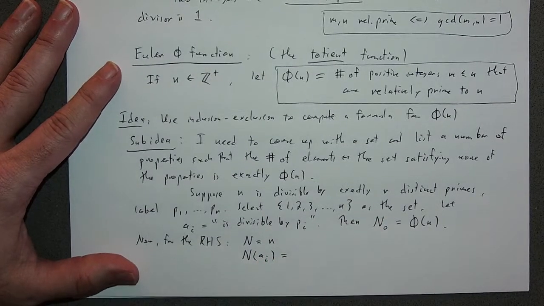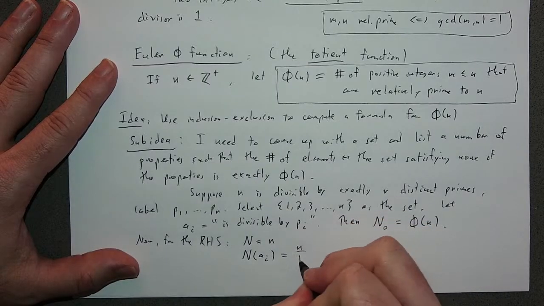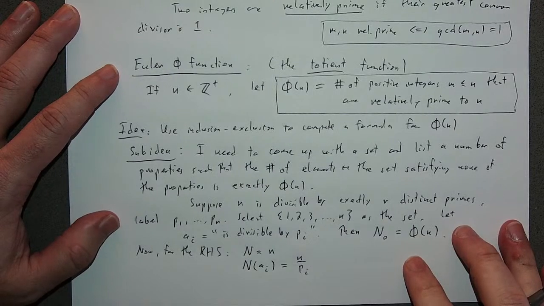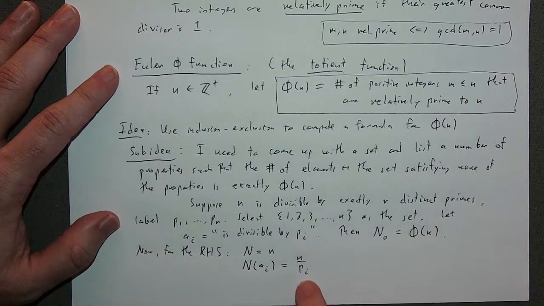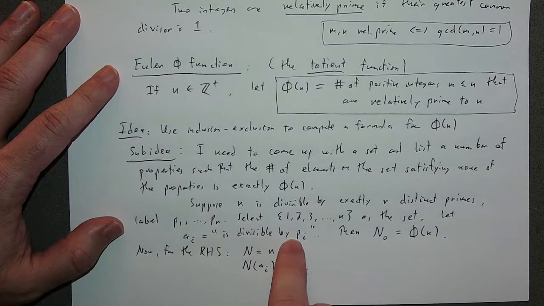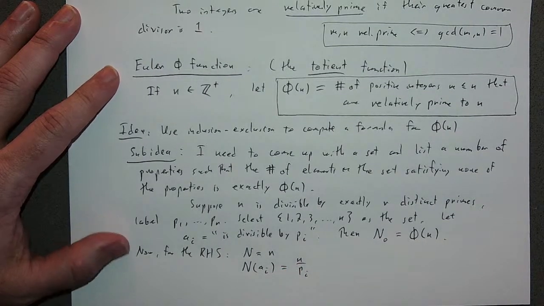Of course, n of a sub i is just little n divided by p sub i. Again, think about what this is. This would be the number of objects satisfying exactly property a sub i, divisible by p sub i. How many of those are there? Well, n divided by p sub i.